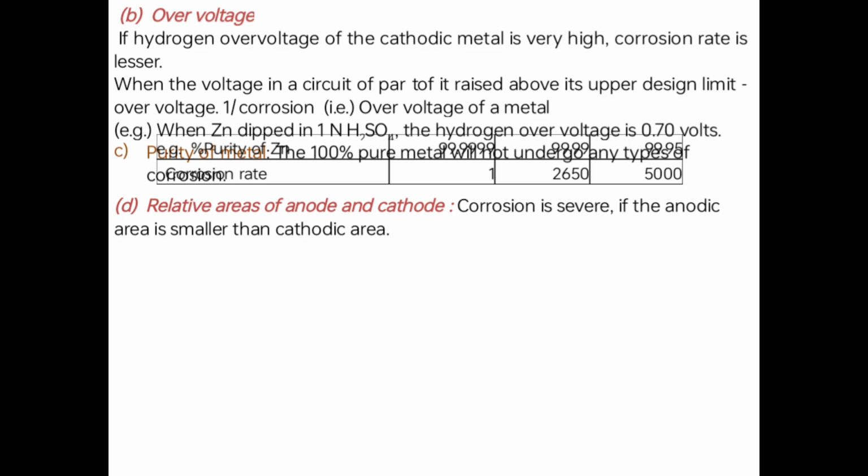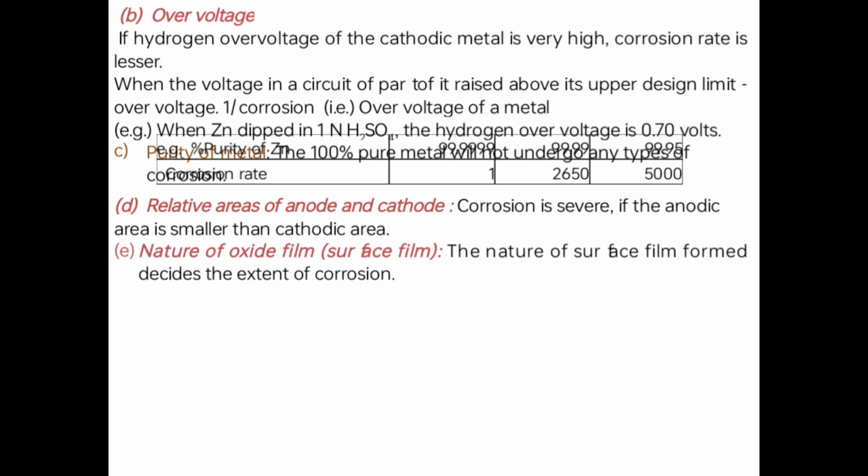Relative area of anode and cathode: corrosion is severe if the anodic area is smaller than the cathodic area. Fourth one, nature of oxide film. The nature of the surface film formed decides the extent of corrosion.